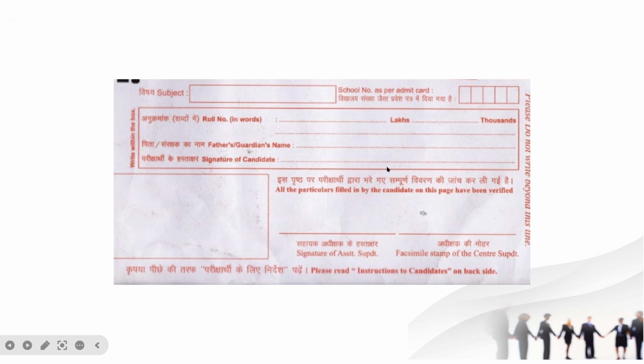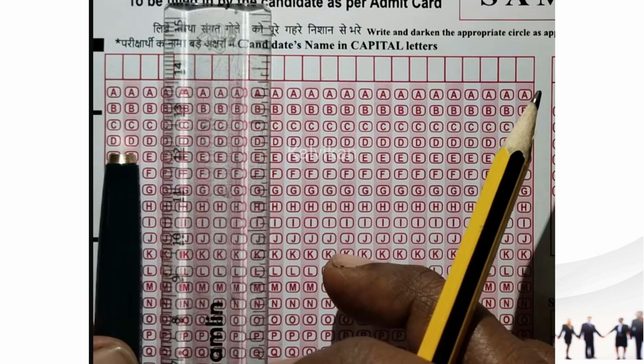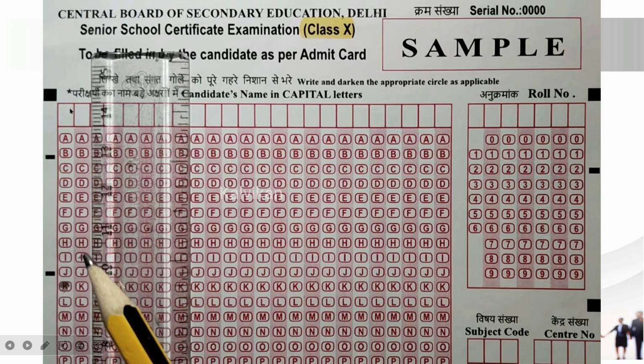See, one more thing I forgot to mention. While writing this name, look into your admit card. If they have given your initial first and then your name, first you need to write the initial and then the name. Suppose if they have given your name first and then initial in the admit card, you should go in that order. According to admit card order, you should write. This is very crucial.